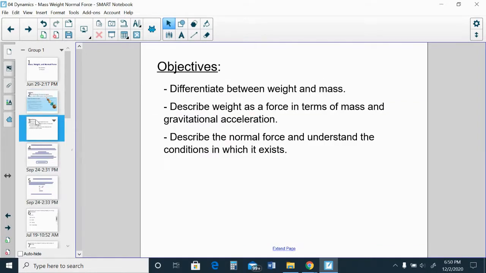Some of the objectives for this lesson include differentiating between weight and mass, describing weight as a force in terms of mass and gravitational acceleration, and describing something called the normal force and understanding the conditions in which it exists.